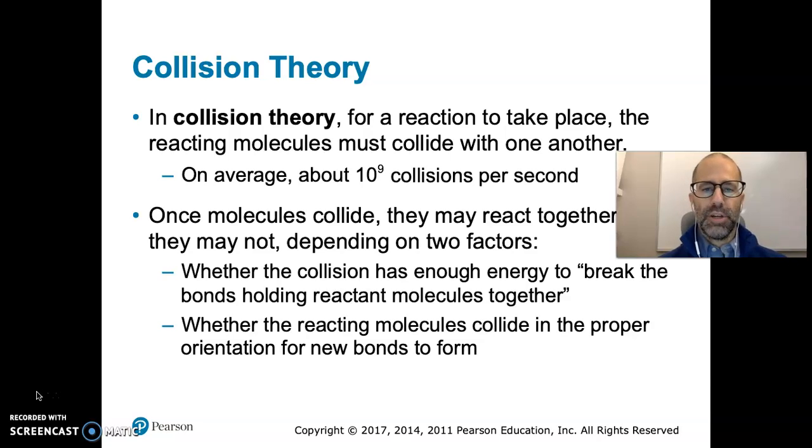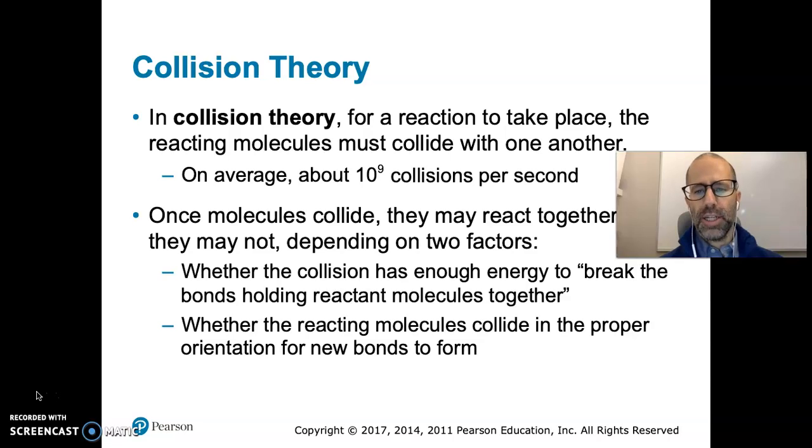So that's what collision theory is referring to, this idea that in order for a reaction to take place, the reactants must collide with each other. It makes sense because atoms need to be rearranged, and if they're not going to collide, then there's no way for them to rearrange if they're not going to be in close contact with each other.